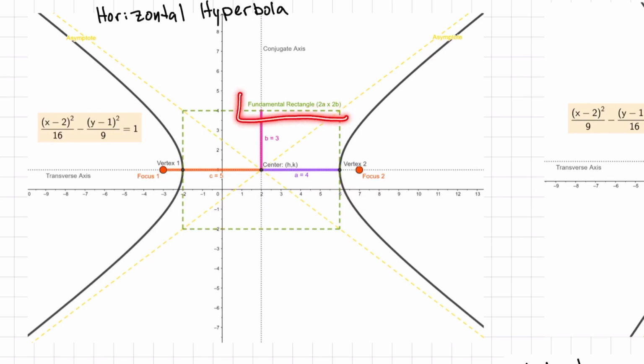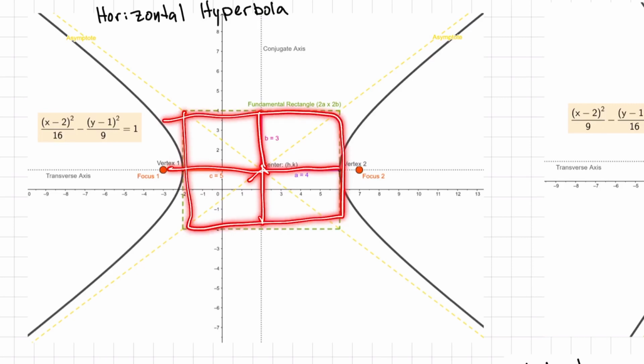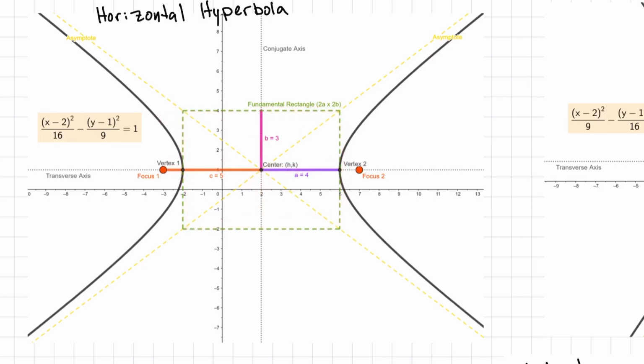We call this rectangle the fundamental rectangle. So just take your center, go left 4, right 4, up 3, down 3, and draw a rectangle that fits around that, and that's your fundamental rectangle. All right, then find your vertices. Since this is horizontal, the vertices I'm interested in would be in the horizontal direction off of center. So not the up or down, but the horizontal. So they're my vertices. And you can do that also by graphing your transverse axis as well.